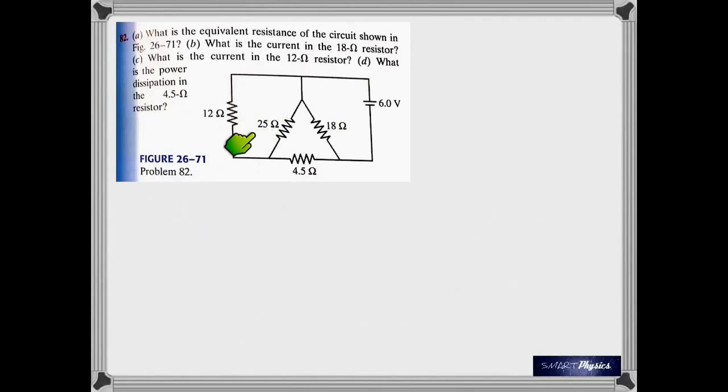So find the equivalent resistance of 12 and 25, and then the same current that flows through those two would flow through 4.5. So that is in series. But when the current reaches here again, it divides into two. So the current through 18, or rather recombines. Anyways, the current through 18 and the current through 4.5 are not the same. Therefore, this is in parallel with that. Alright, let me try to repeat what I said just now.